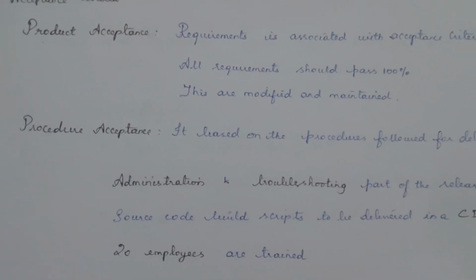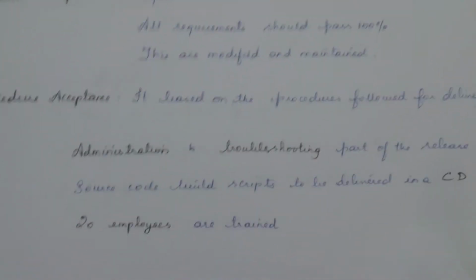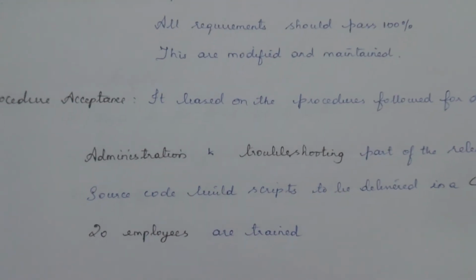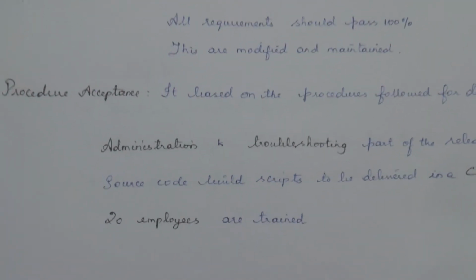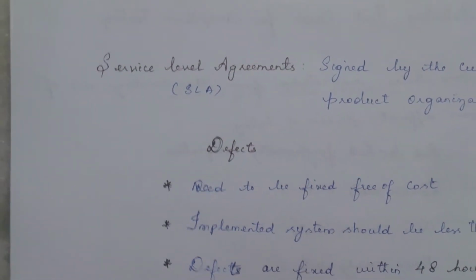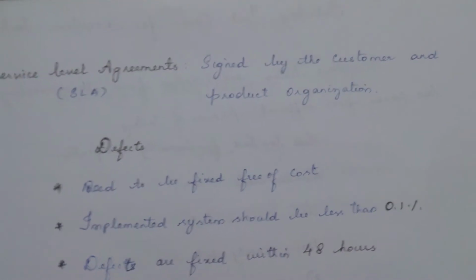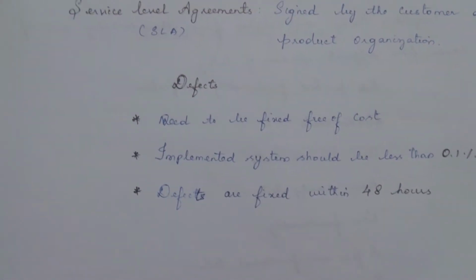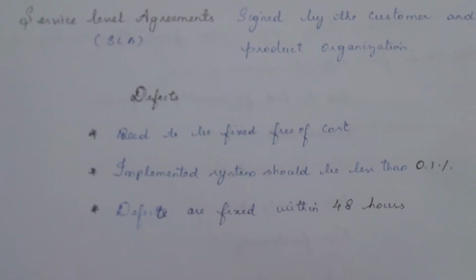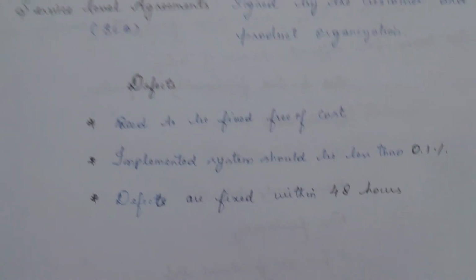And second was procedure acceptance. It is based on the procedure followed for delivery, administration, and troubleshooting part of the release: source code, build scripts to be delivered in a CD, 20 employees are trained. Service level agreements, we can also say SLA, signed by the customer and product organization. Defects: there are some defects that need to be fixed free of cost. Defects in the implemented system should be less than 0.1%. Defects are fixed within 48 hours.